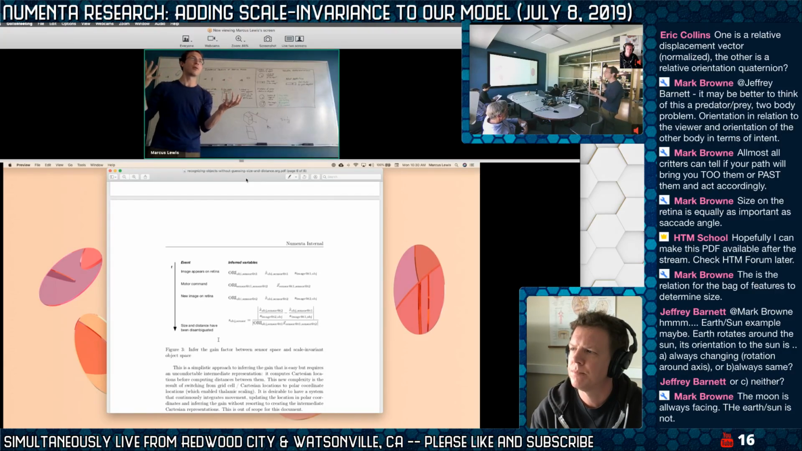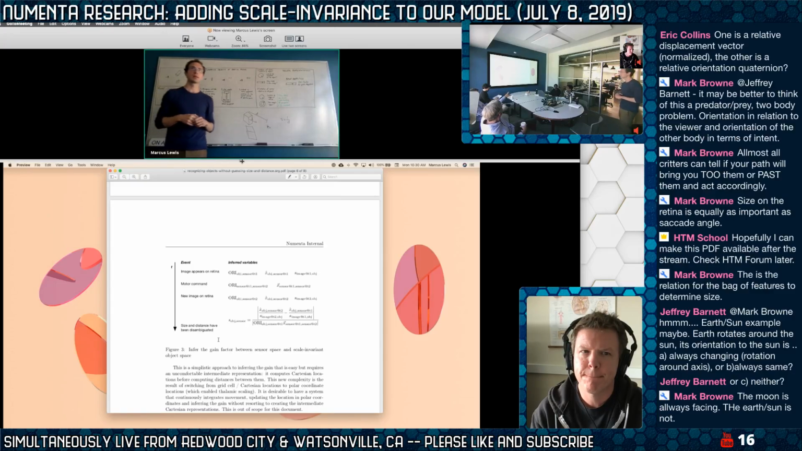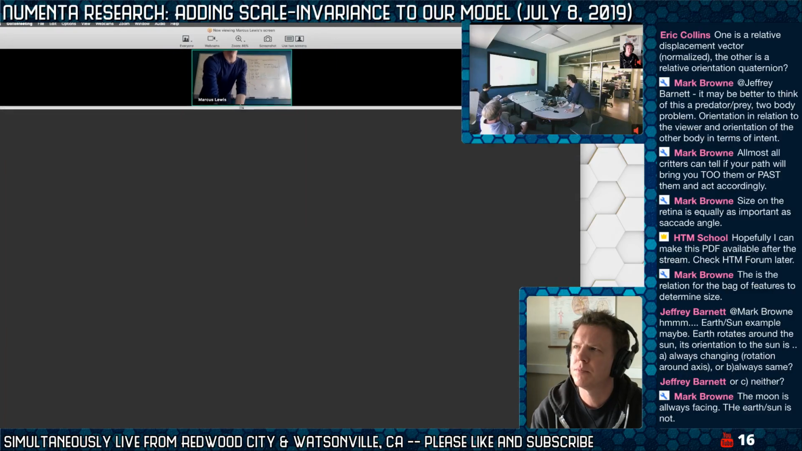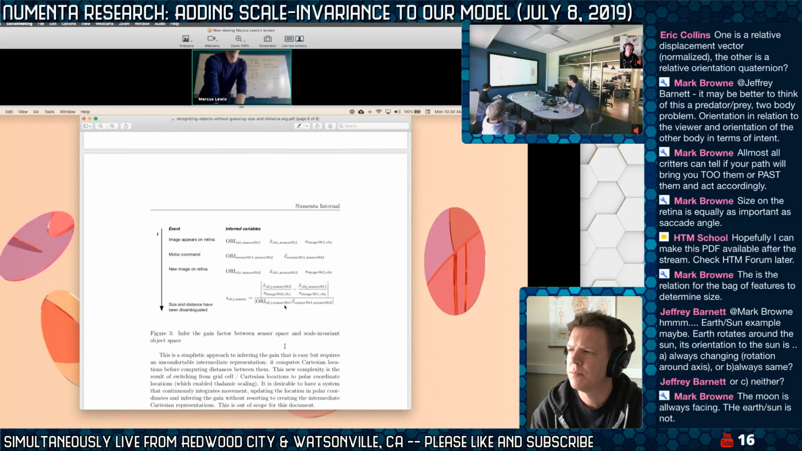I know how far away it is because I know how big it is. Well, I'm just trying to understand this, because you start out by saying I don't really know how far away. This is for learning a novel object. Yeah. But it says inferring the gain factor between sensor.